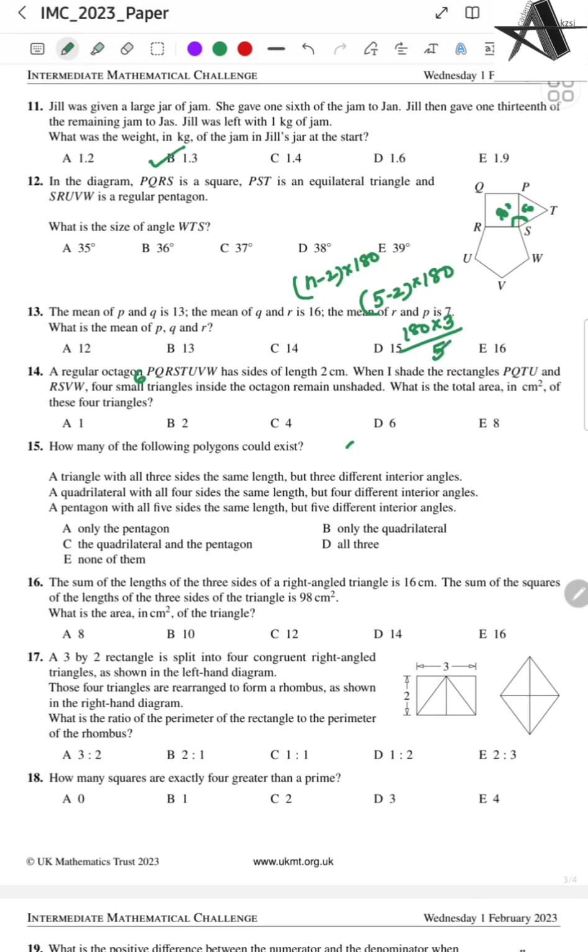So that will give you 36 into 3, which is 108. So this is 108. Obviously, the remaining angle: we know all the angles around a point in a circle equal 360. So let this be angle x. So x plus 90 plus 60 plus 108 is equal to 360 degrees, because they all add up to 360 degrees.